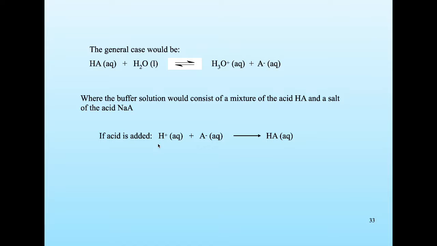So remember, just make that clear. We've got lots of these A- ions, and they would soak up the added hydrogen ions. If we accidentally add an alkali, then they react with the H3O+ from the weak acid to produce water, and then this equilibrium shifts in order to restore the hydrogen ion concentration and keep the pH more or less constant.